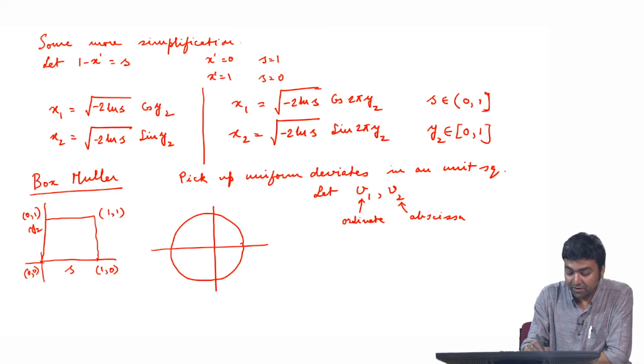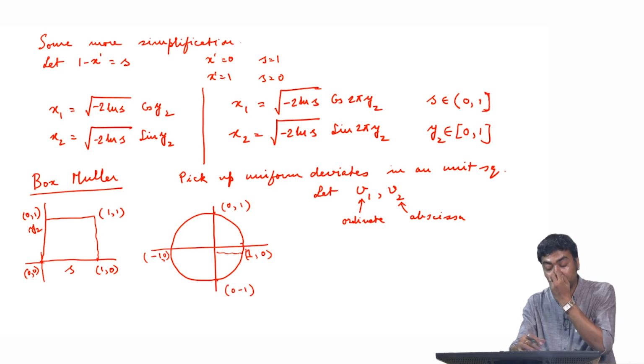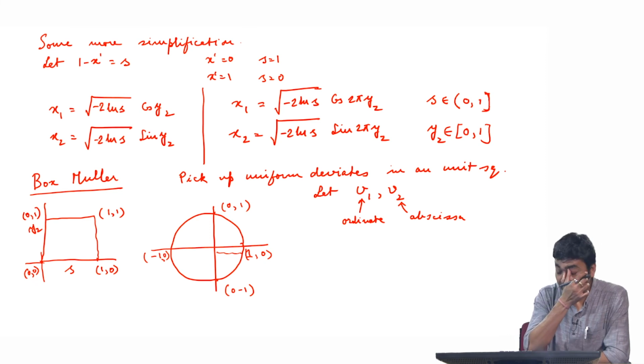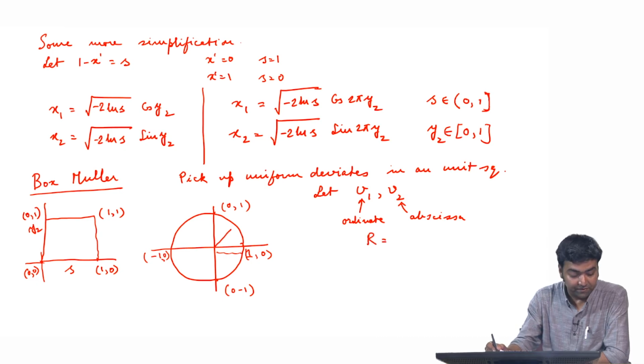Okay, this is a bad drawing. This side will be 1 and this side will be minus 1, 1 0, and this coordinate will again be 0 1 and this will be 0 minus 1. So, this is my circle whose radius is 1, and we took 2 points v1 and v2, such that we have a radius given by r square equals v1 square plus v2 square.